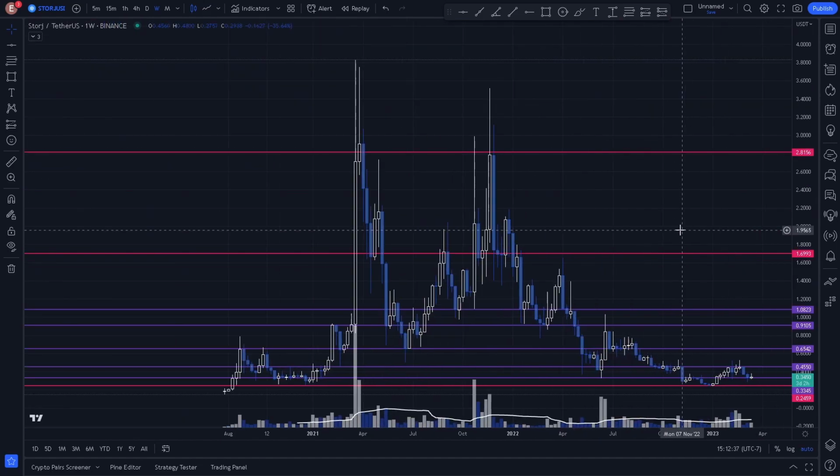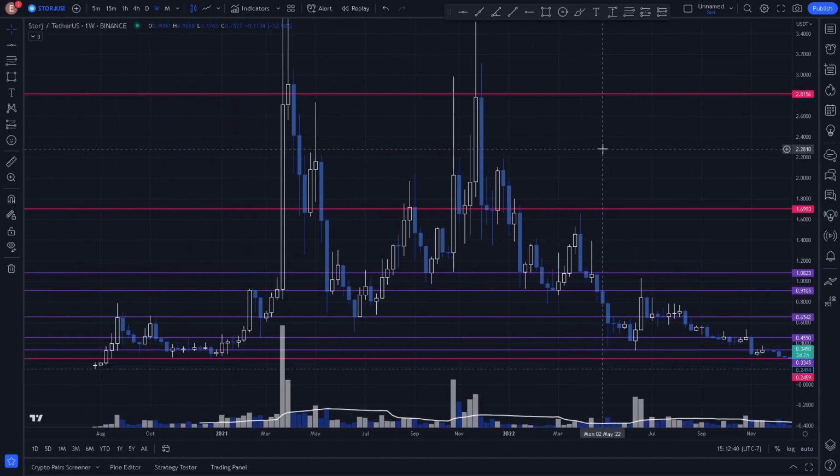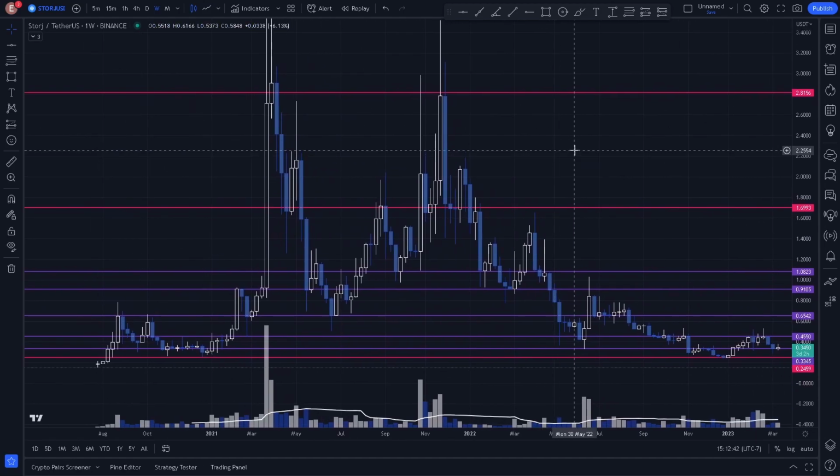So, zooming out, these are all the key levels plotted on our monthly and weekly time frames for STORJ.